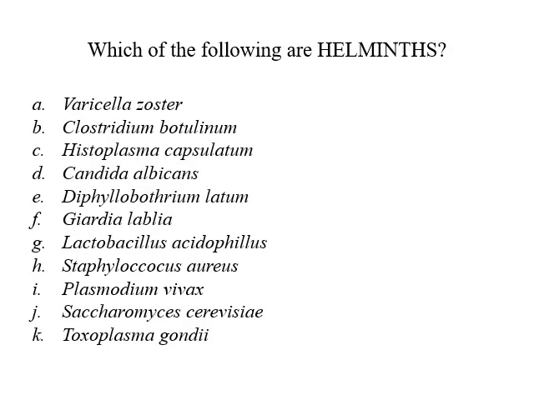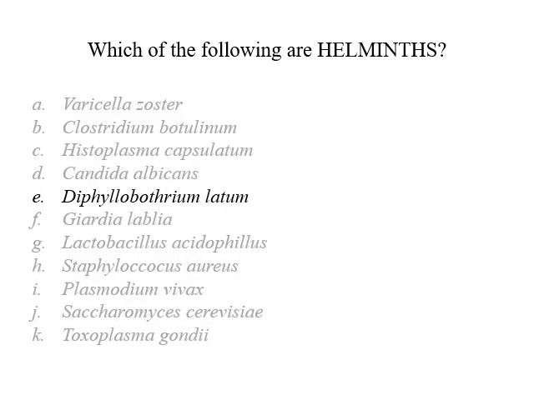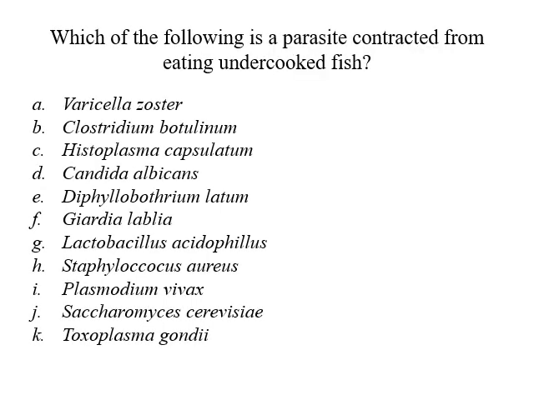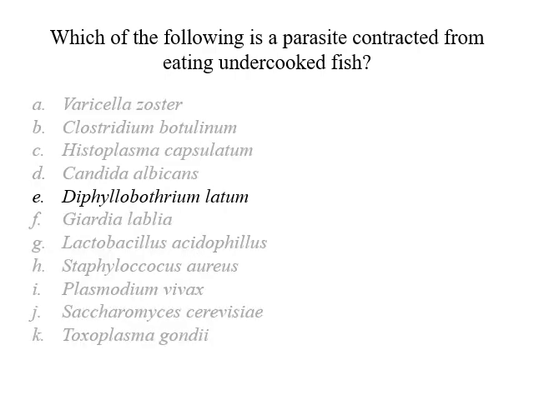Which of the following are helminths? The answer, Diphyllobothrium latum is the only one on the list, and we learned about Trichinella spiralis as the other one, but it's not on this list. Which of the following is a parasite contracted from eating undercooked fish? The answer, of course, the same thing, Diphyllobothrium latum.